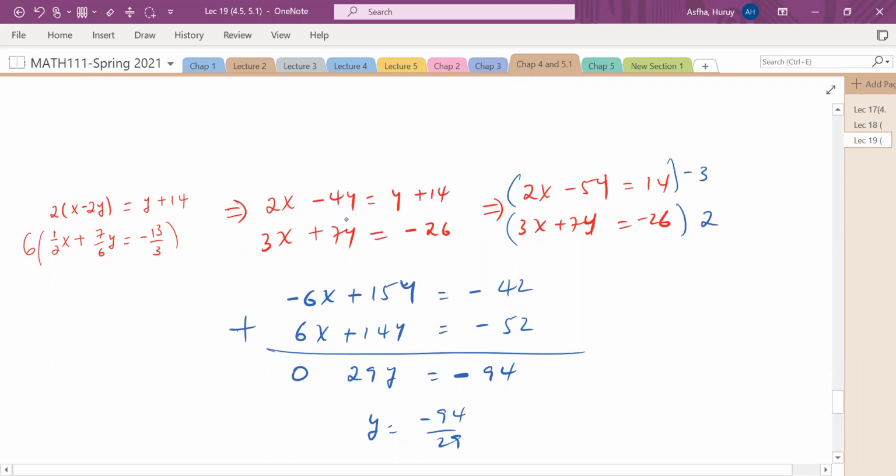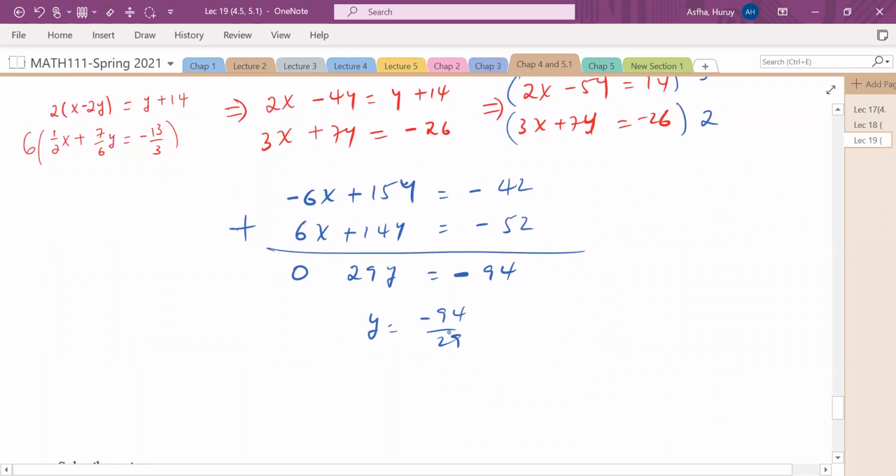Okay, 2x minus 4y equals 14, and this is 3x plus 7y equals 26. Okay, and 15y minus 42, yeah.